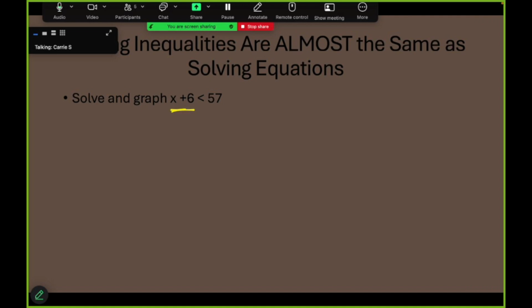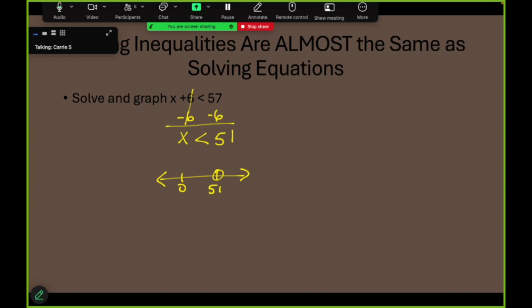So it says that this is a true statement, and to solve it, I'm going to need to subtract 6. We said that if we subtract the same thing from both sides, the inequality stays true, so we're going to be fine. X will be left on this side, and 51 will be on this side. That's what we've been doing all along with equations, and now we have inequalities, and we can graph that with a 0 and a 51. Is that going to be an open or closed circle? Open. Open circle. This says that X is less than 51.